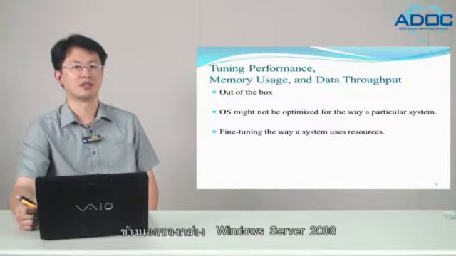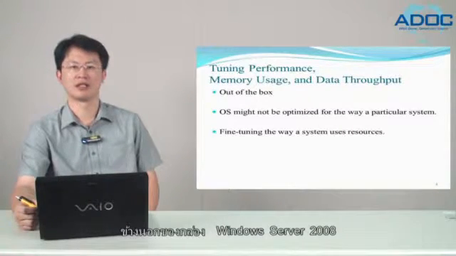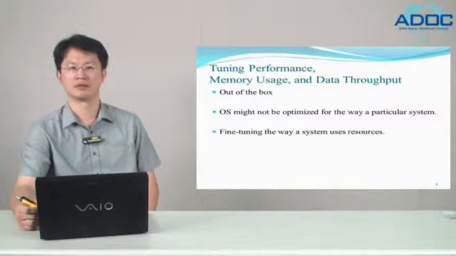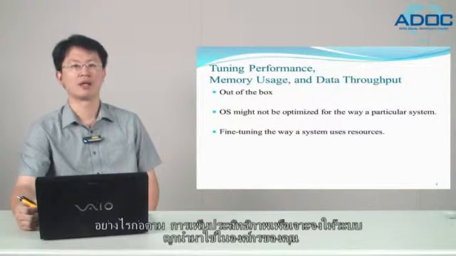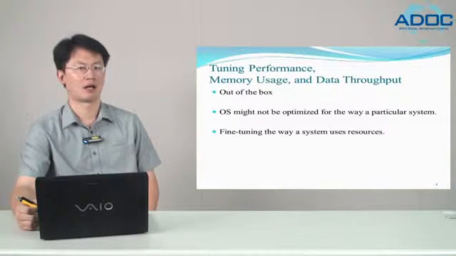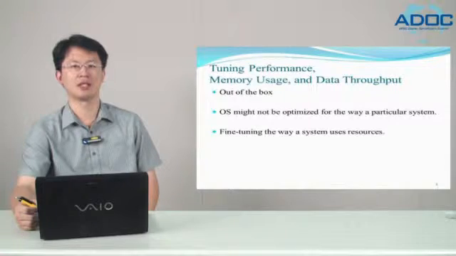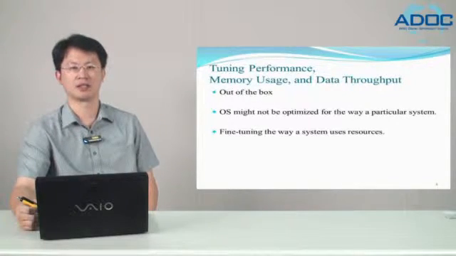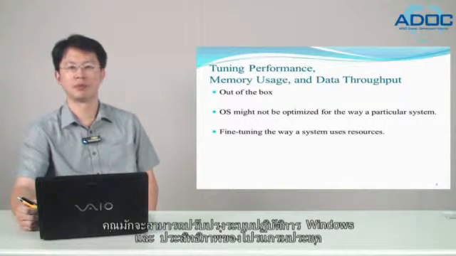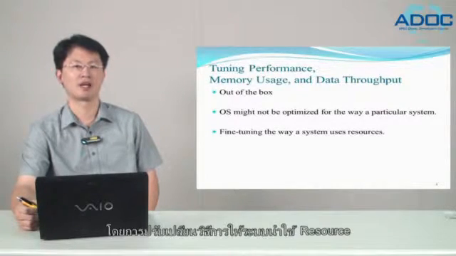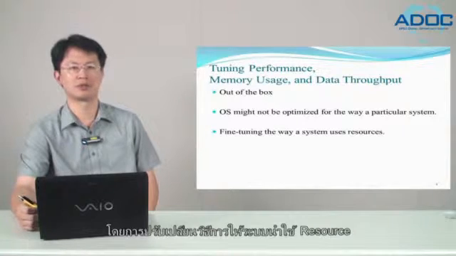Out of the box, Windows Server 2008 is optimized for general network environments. The operating system might not, however, be optimized for the way a particular system is being used in your organization. You can often improve Windows operating system and application performance considerably simply by fine-tuning the way a system uses resources.